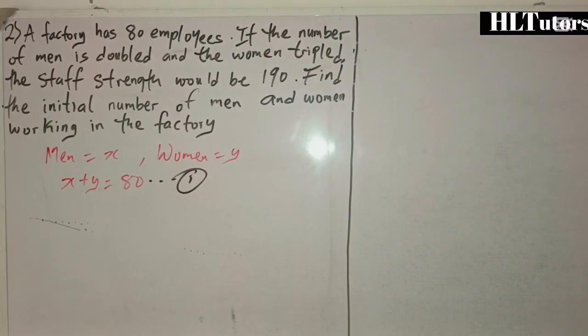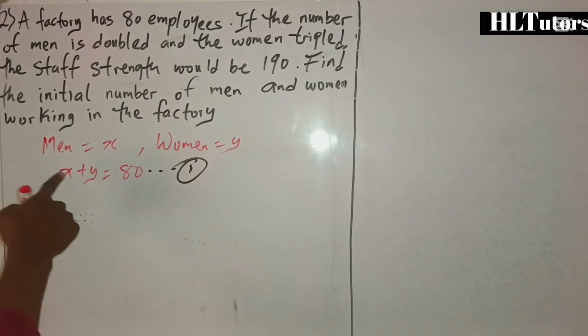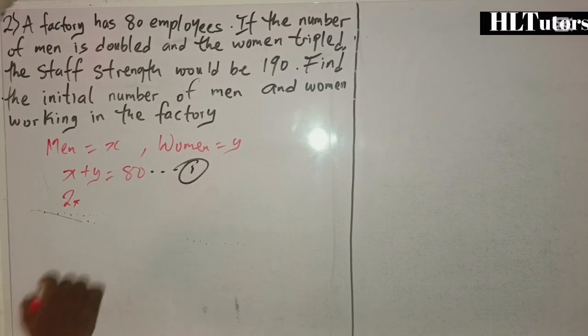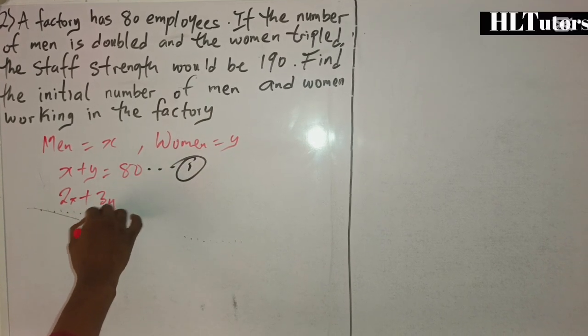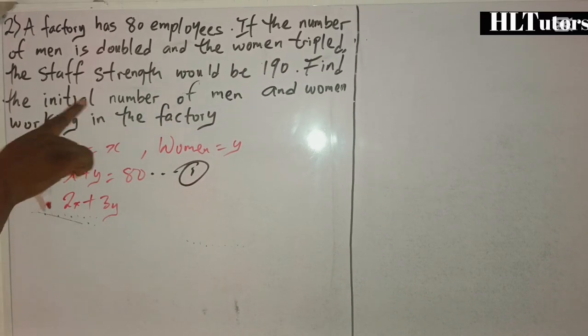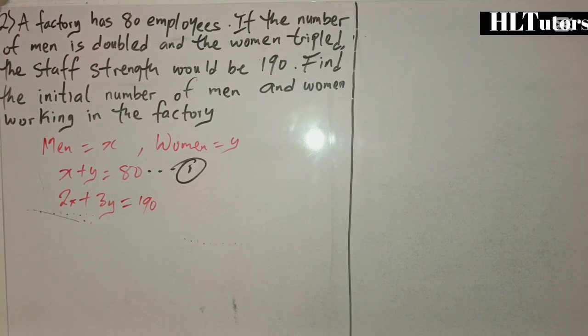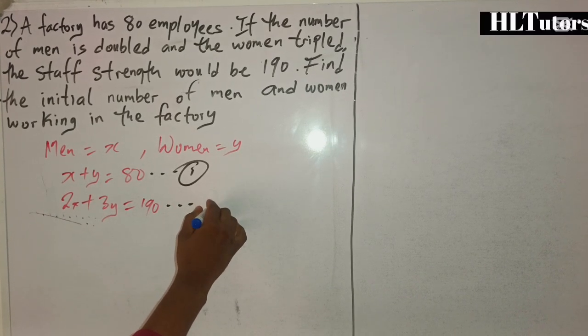If the number of men is doubled, meaning we now have 2 multiplied by the number of men, that's 2x, and women tripled, plus 3y. The staff strength would be 190. So let's take that as a second equation.